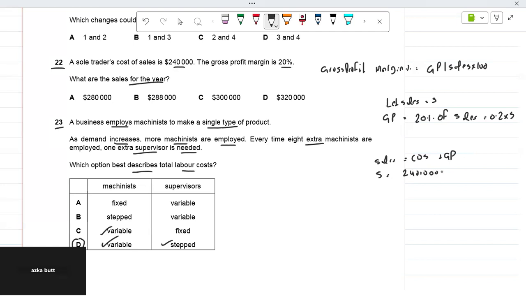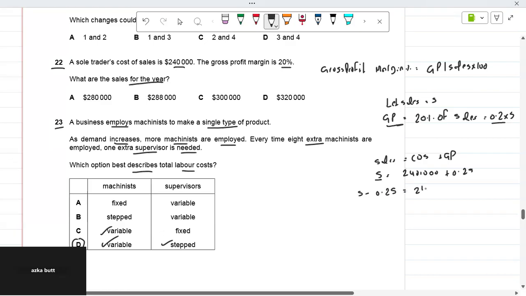240,000. Plus 0.2 S, which is the GP. We just find it out, 0.2 multiplied by S. So if you just want to find out the sales, it means that S minus 0.2 S is equal to 240,000.